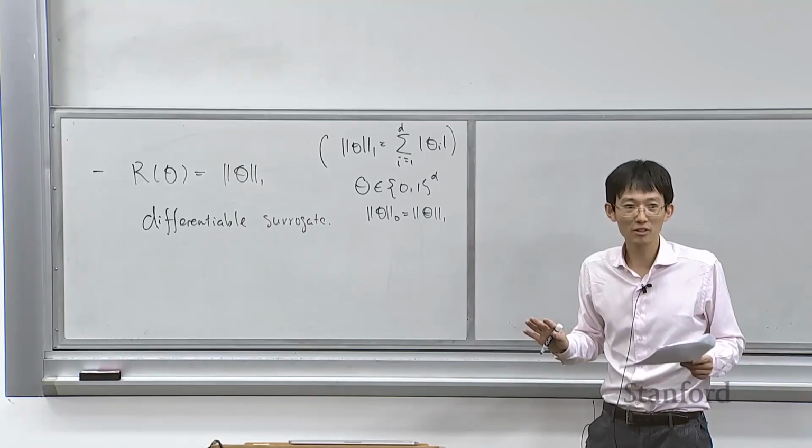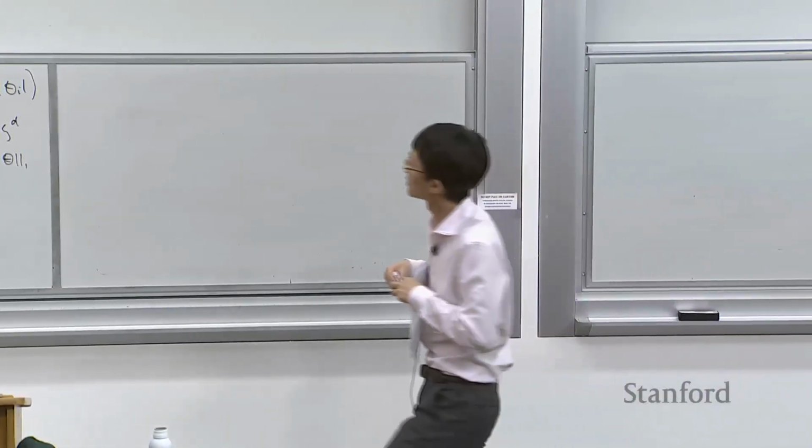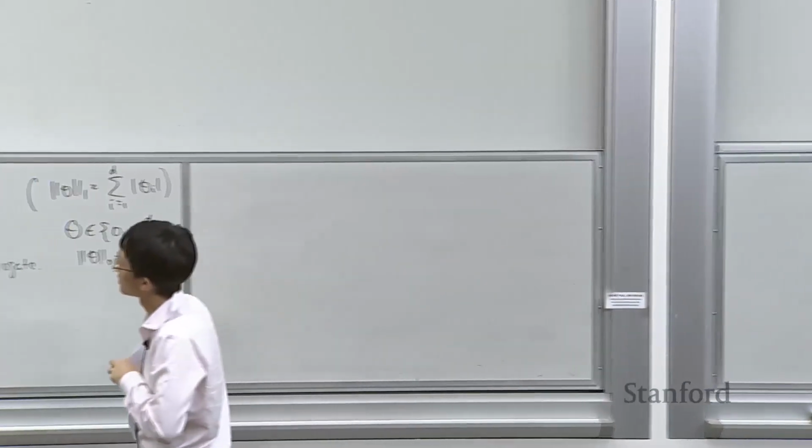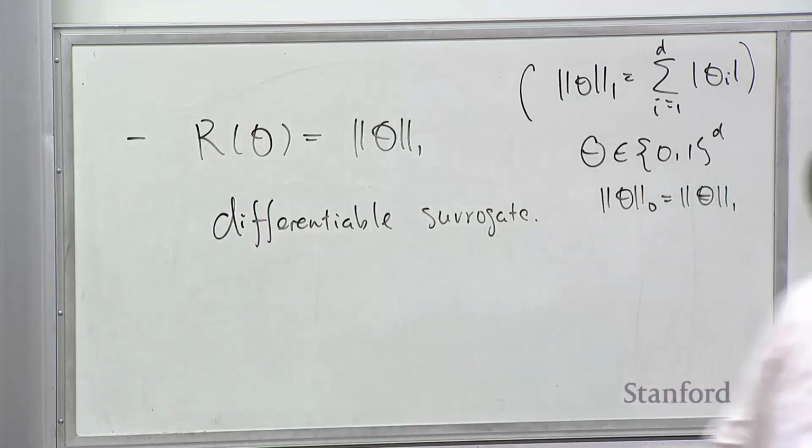Any questions so far? The first norm regularizer with the second norm regularizer. You mean the one norm and two norm? Yes. Okay, yes, that's what I'm going to do next.